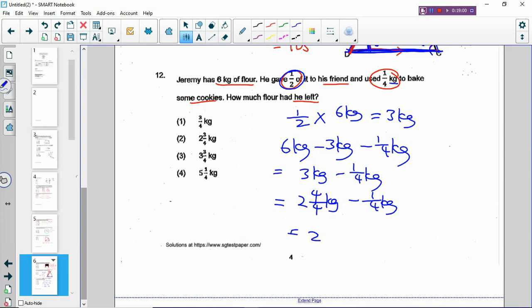You have 2, right? 2 wholes minus nothing in front is still 2. 4/4 minus 1/4, you will get 3/4 kilogram. So how much flour did she have left? Which is 2 and 3/4 kilogram. Okay, so that's how you solve the problem, right? So be careful here that you look at the fractions and see what they represent. Okay, let's go on to the next one.